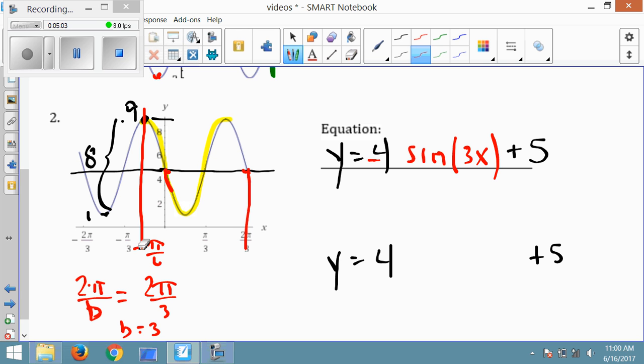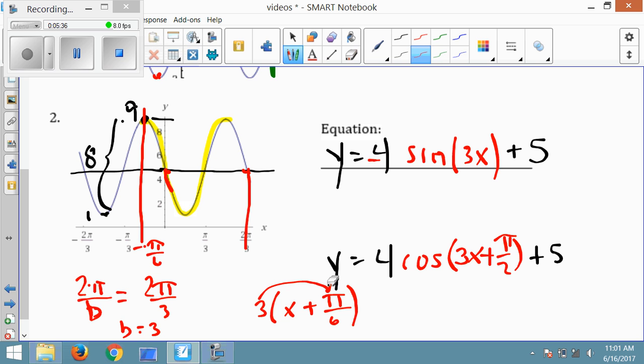So if you think about what we need to have, 3 times parentheses x plus our shift. And since we're going to the left pi over 6, it's going to be plus pi over 6. So if I multiply that through, we have cosine. And if I multiply that through, I would have 3x plus pi over 2, because 3 times pi over 6 is going to give me 3 pi over 6, which is just pi over 2. So you can write it as either a negative sine function or a cosine function that has been shifted.